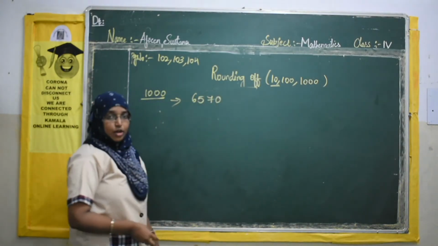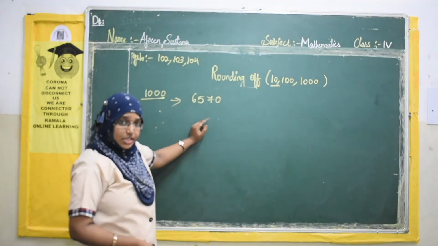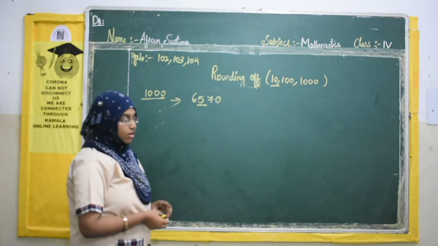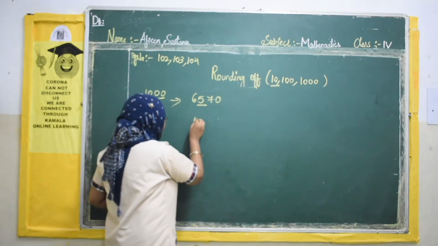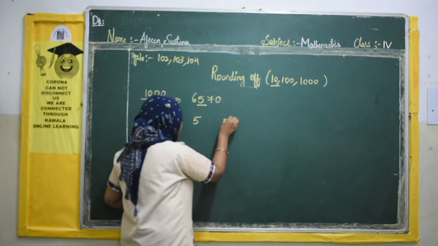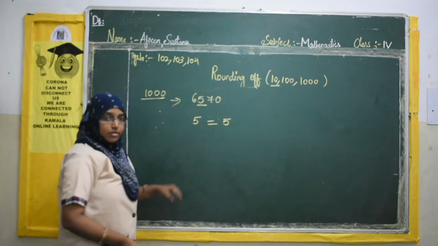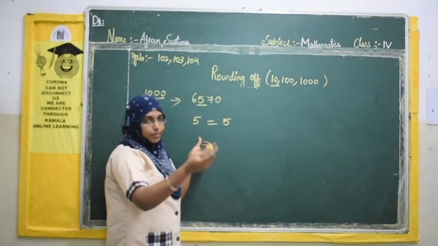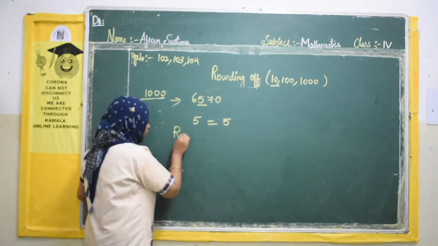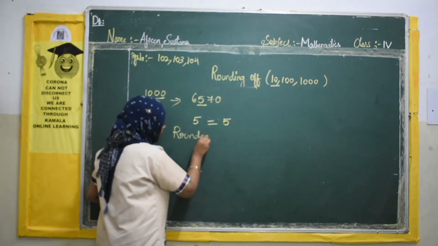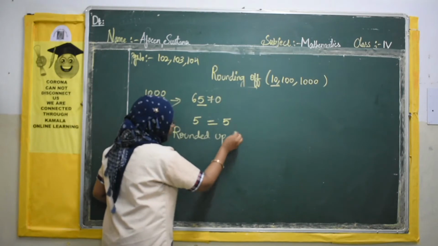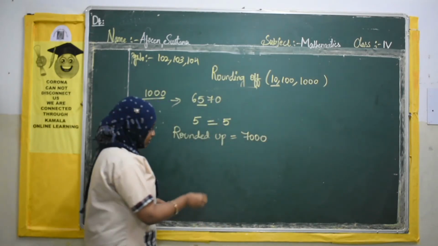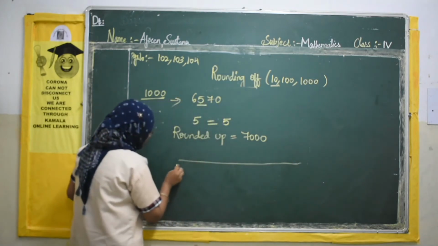Take 6570. Now which digit will you consider? You will consider the digit 5. We compare 5, and 5 is equal to 5. Now if it is greater than or equal to 5, we will round up. So how do you round up? It will become 7000.